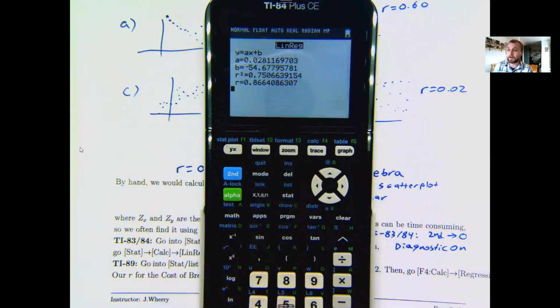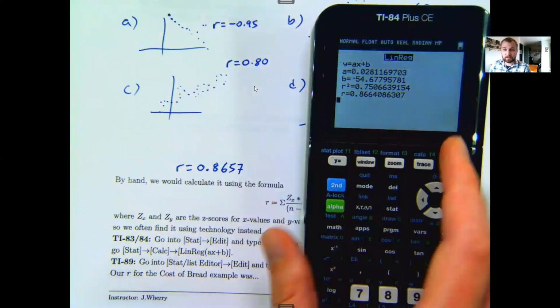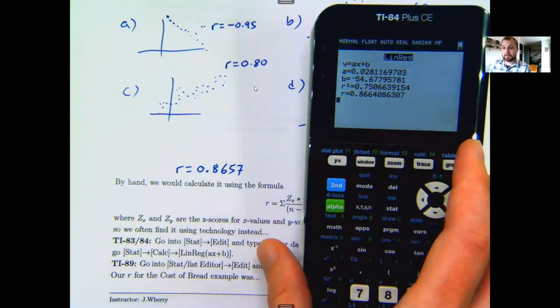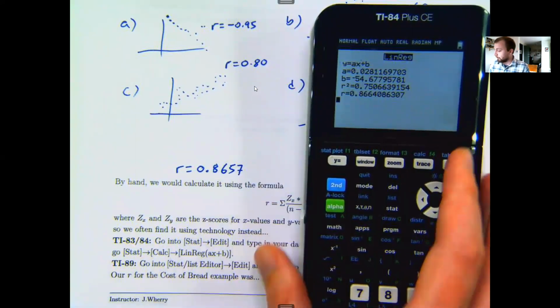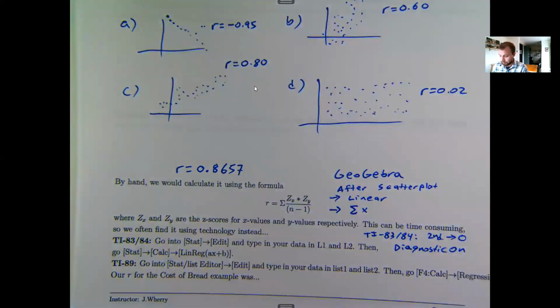I would recommend that you write down everything that you got here on the screen. This is giving me an A, a B, an R squared, don't know what that means, but at least I have it, and an R. The R, I will double check. I got an R of 0.866. I have an R of 0.866. I'm feeling pretty good about that. Let's do this now with it slightly incorrect.